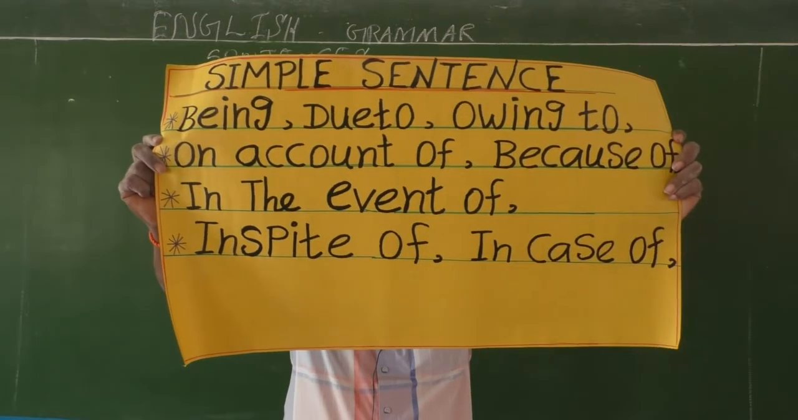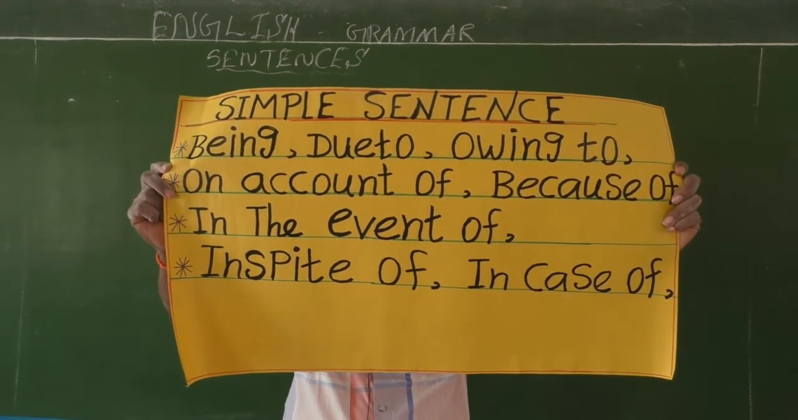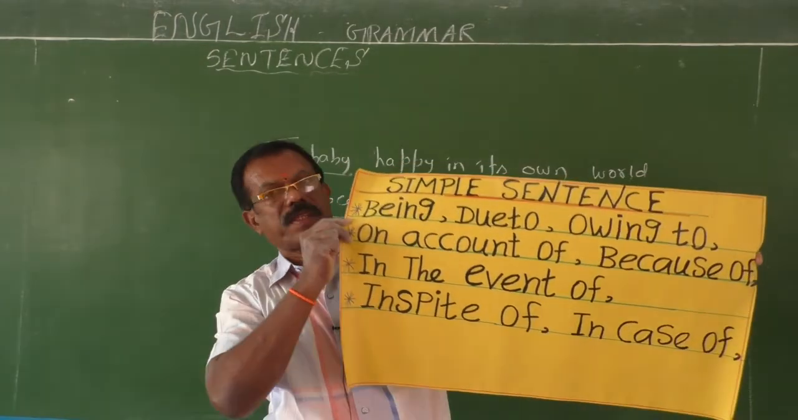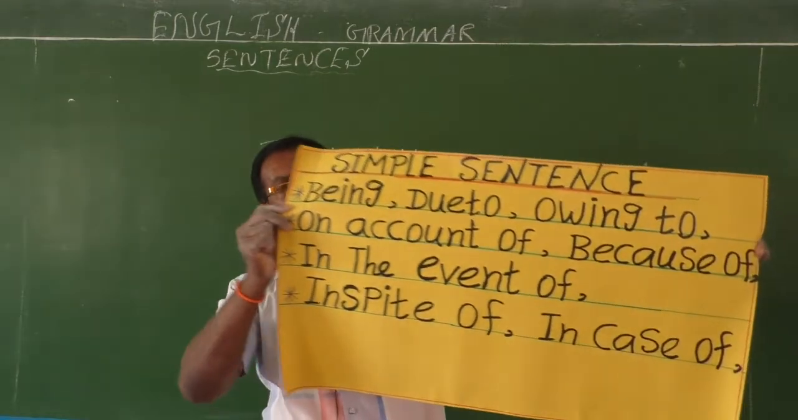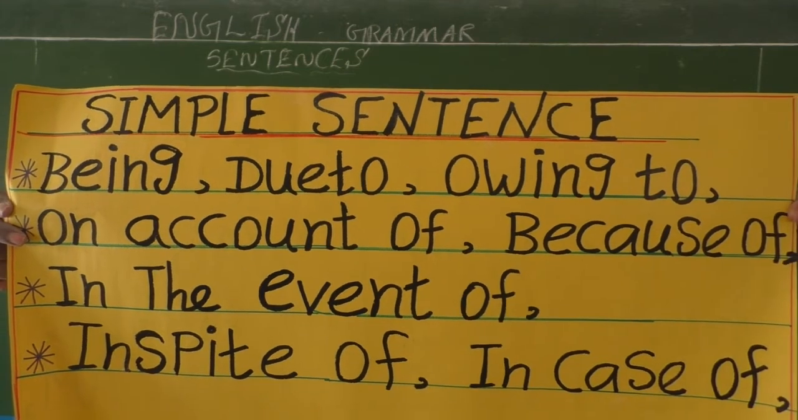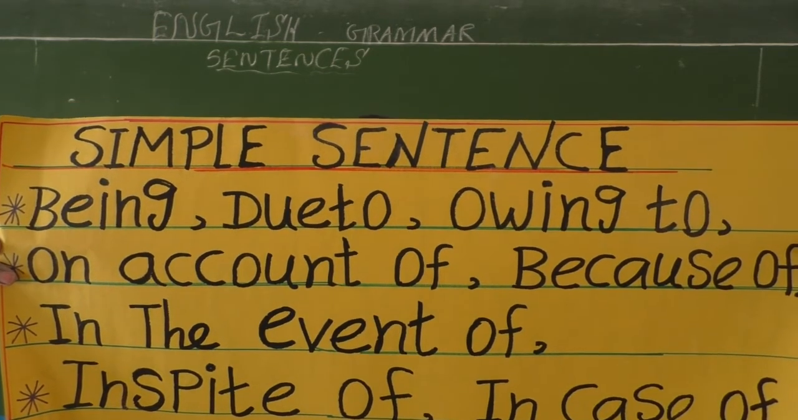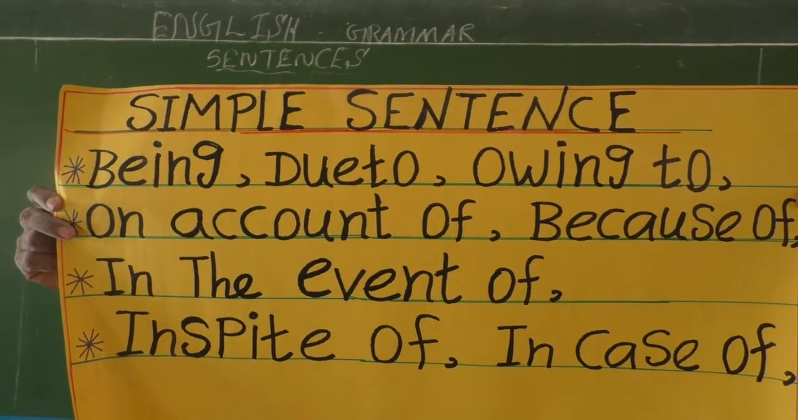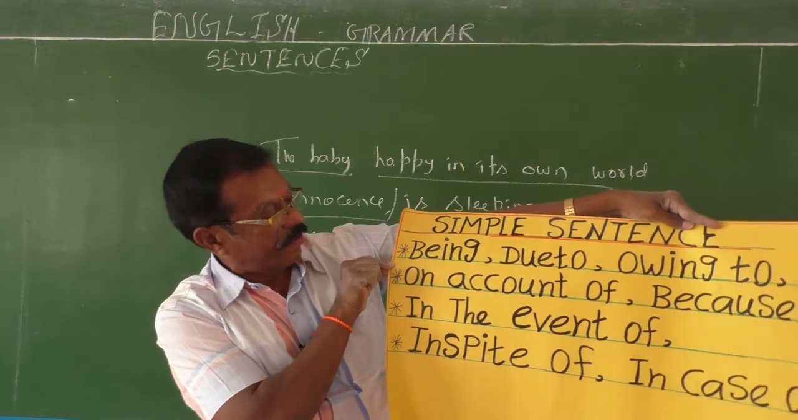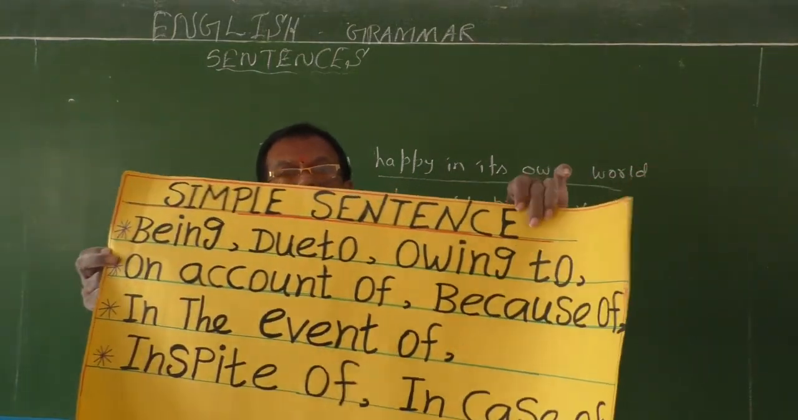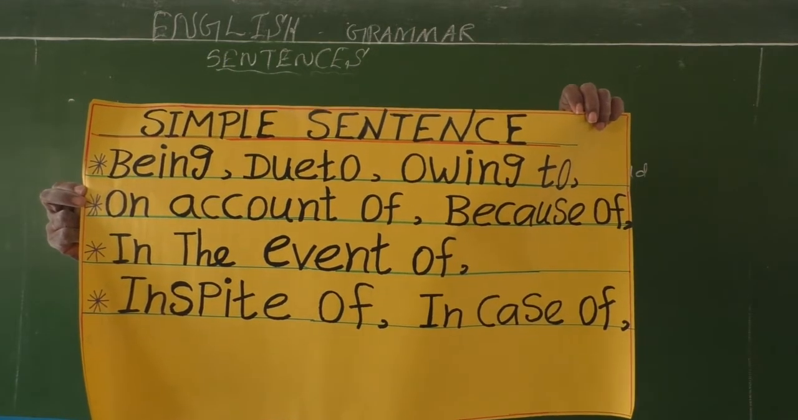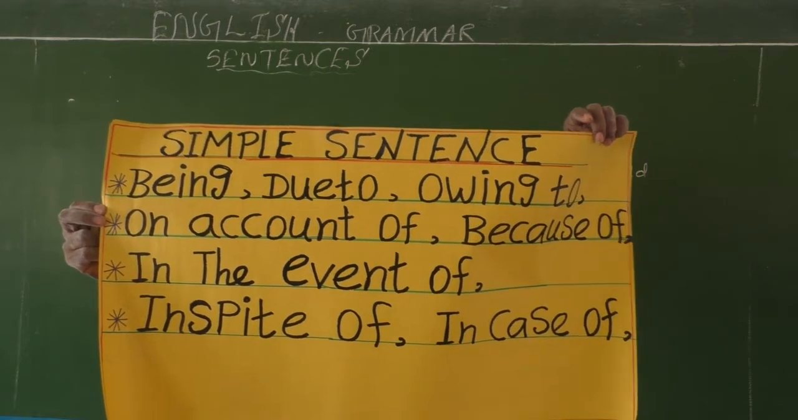A simple sentence may start with these phrases also. What is the first one? Being. Second one, due to. Third one is owing to. So, a simple sentence may begin with these phrases. Then what are the phrases given in the second line? On account of, because of. A simple sentence may begin with these phrases also.